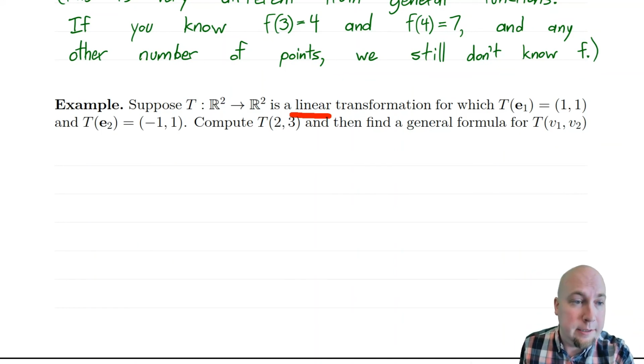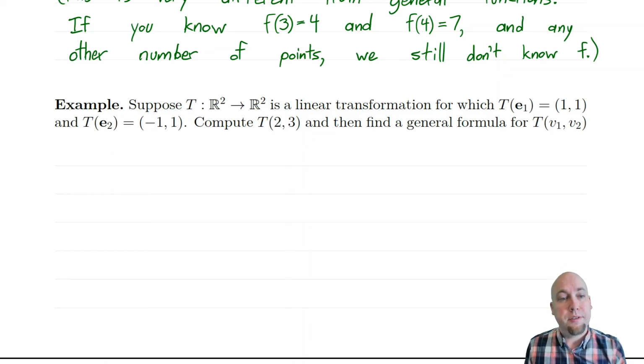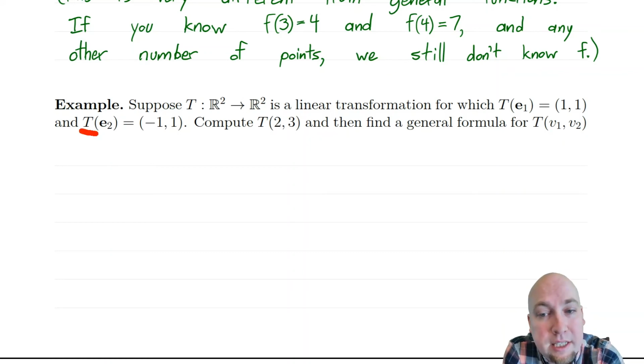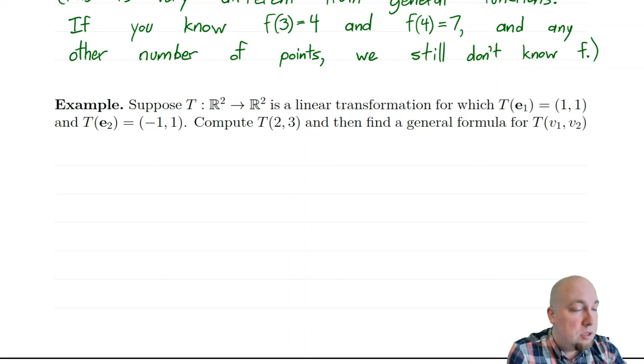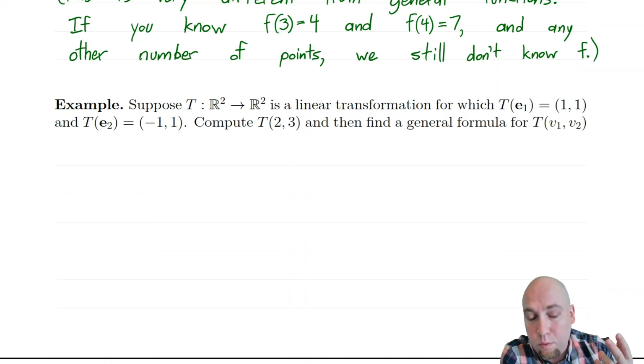We're told that it's a linear transformation, and we're told what it does to the standard basis vectors. Okay, well, if you have those pieces of information, you can reconstruct it entirely. So based on these two data points, T of e1 and T of e2, we're going to figure out what T of (2,3) is. And we're also going to construct a general formula for that linear transformation, so we can compute T of (v1, v2) no matter what v1 and v2 are. All right, but let's start off with T of (2,3), just to see how it works.